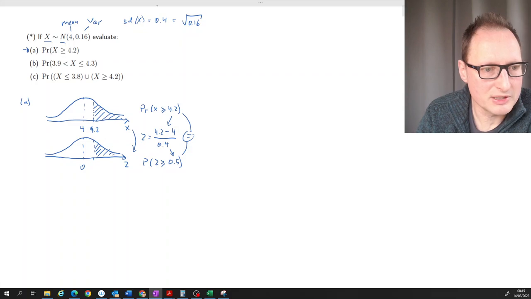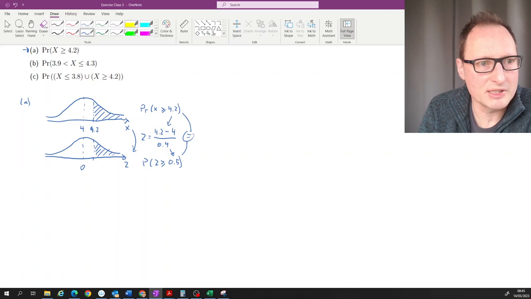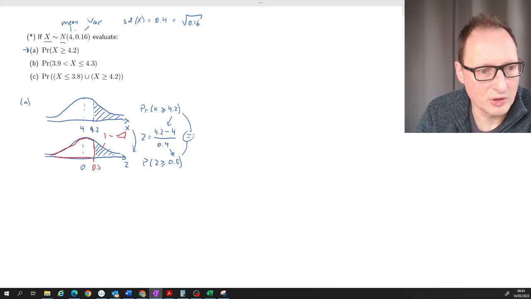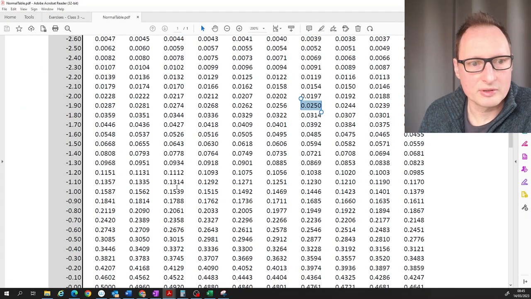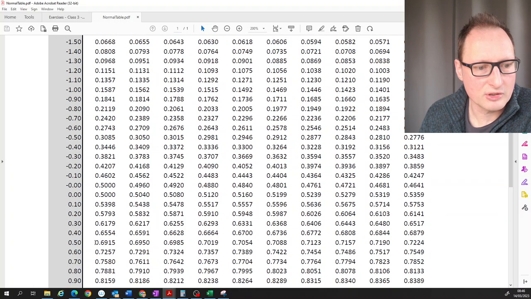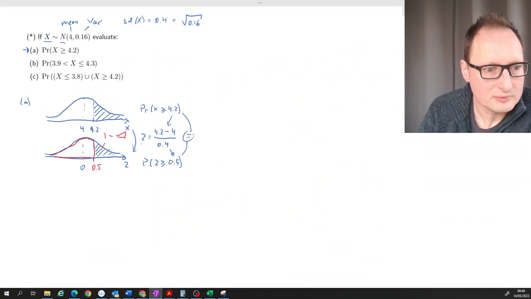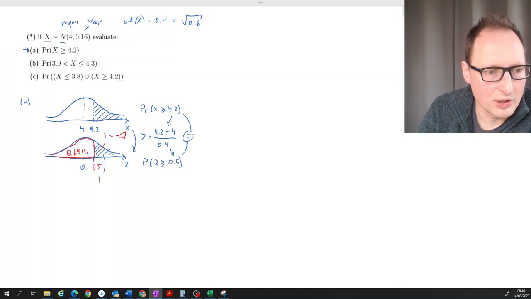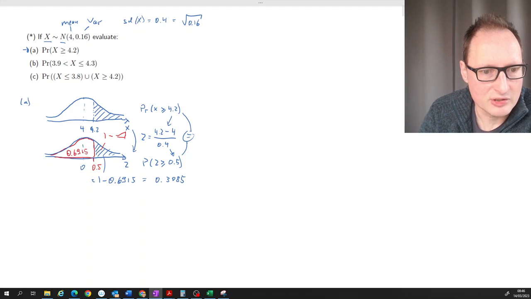So we are after this probability. What we can read off the table, of course, is probabilities of the form smaller or equal to. So this value we will get from the table such that that value is 1 minus that probability. So let's see what we read off the table for 0.5. It's our standard normal table. So 0.5, that's here, so that's 0.6915. And that means that our blue probability here is 1 minus 0.6915, and that is equal to 0.3085. Okay, so this probability here is 0.3085.